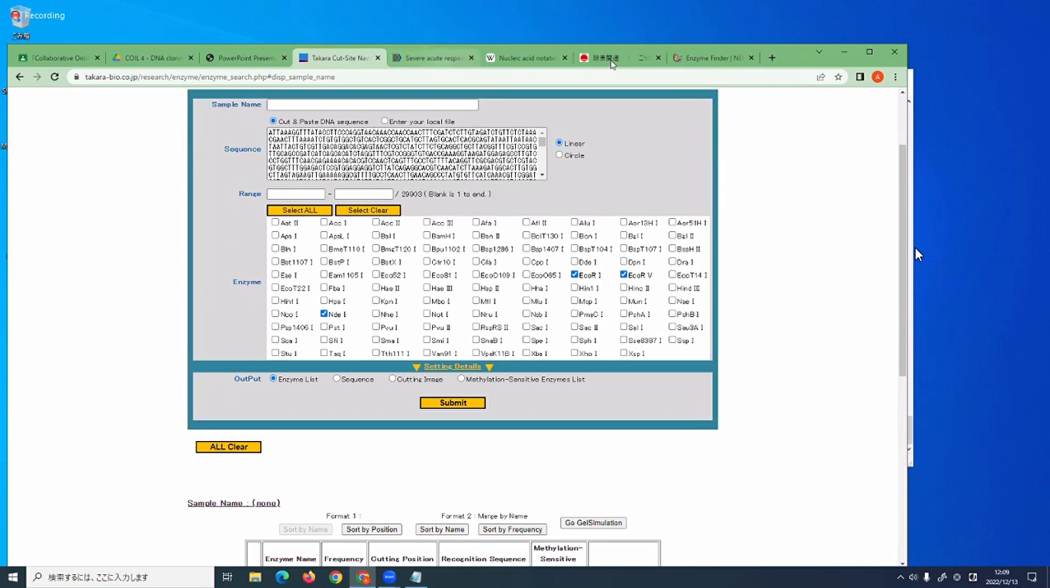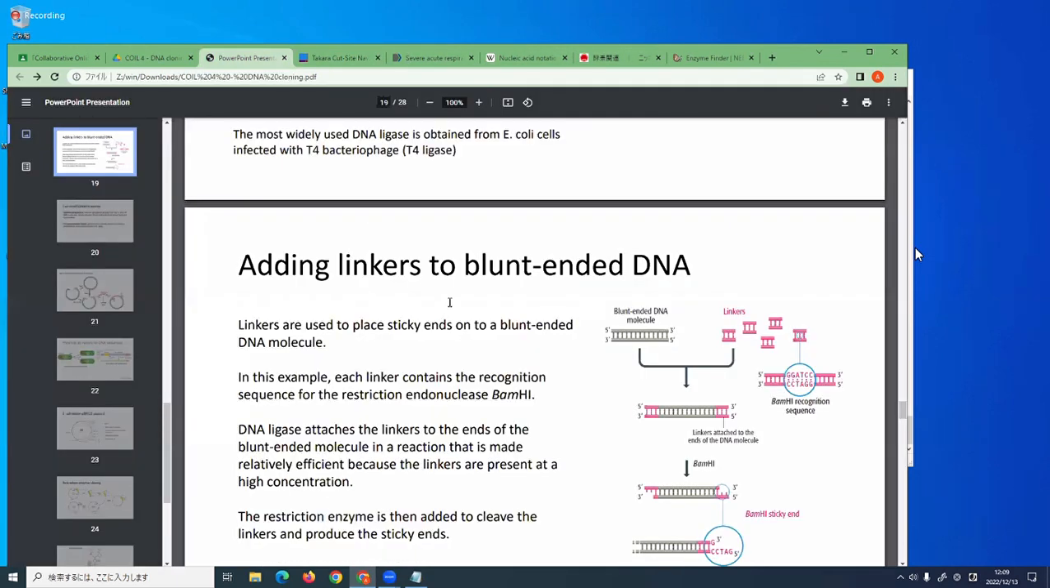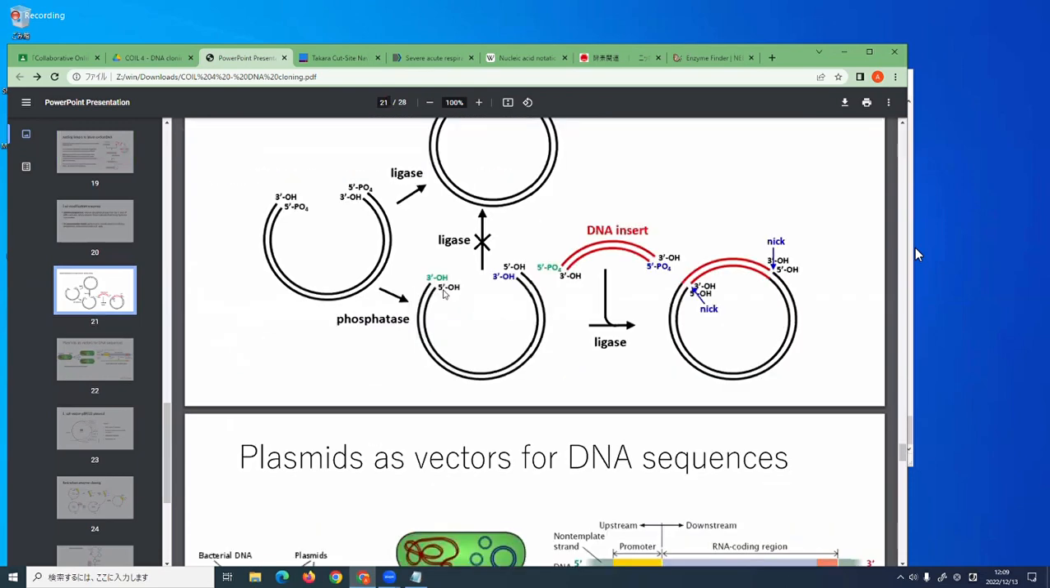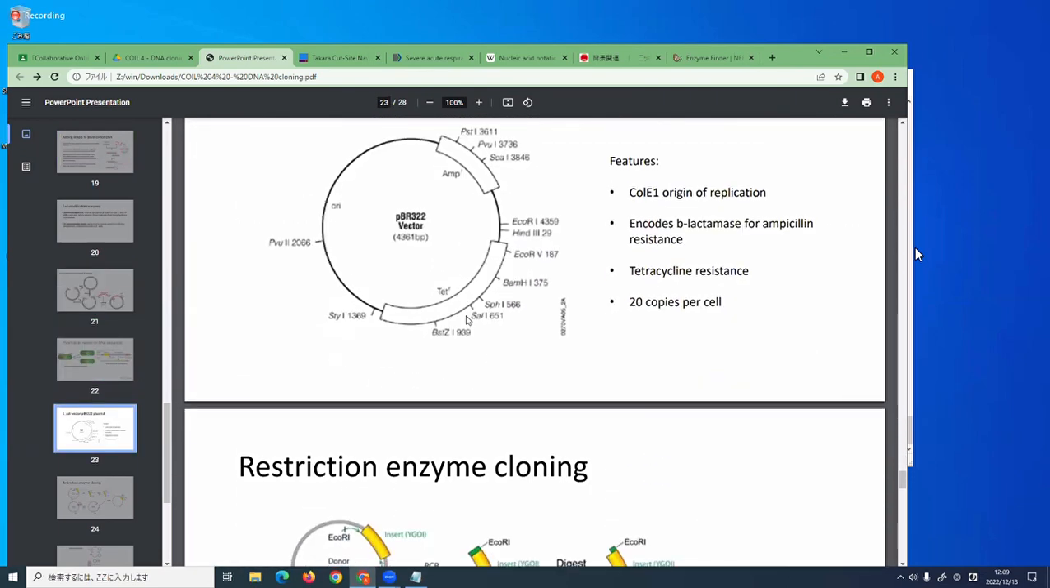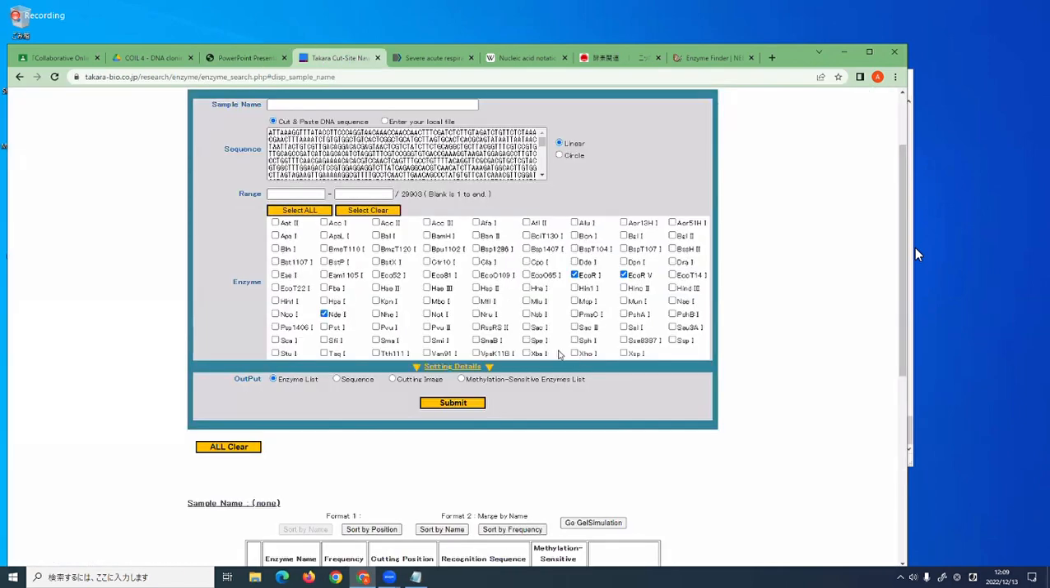Now, which means that we go back to our map and let's identify other sites. For example, SPH1 and SAL1, right? Okay.